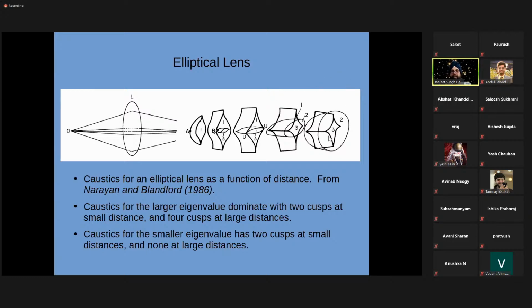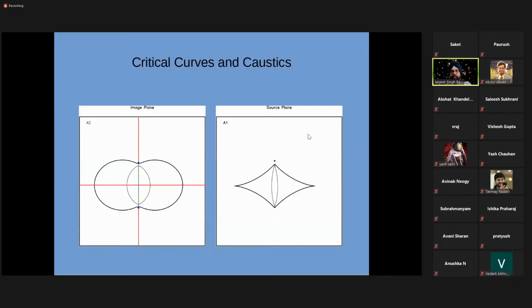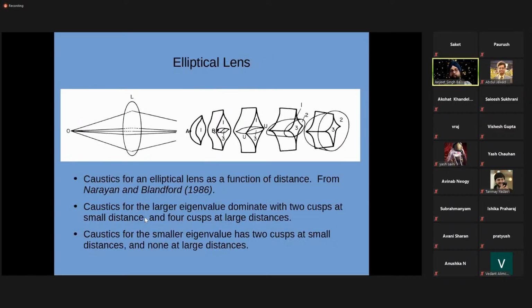simplify this description, you can see that the cusps in the caustics are always along a cross, and that is already displayed over here in this simple curve. So what we have done recently is to work with some characteristics of the eigenvalues and eigenvectors, which provide a simpler map of the gravitational lens.